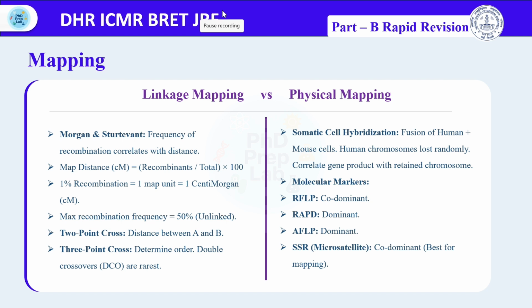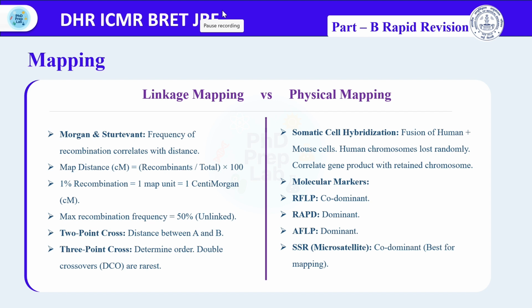Under physical mapping, you have to remember that you get molecular markers. Sometimes questions could be very tricky, like you have so and so molecular markers given, and you have to identify whether it is used for linkage mapping or physical mapping. So remember that under physical mapping, only molecular markers come into play. You have plenty: RFLP, RAPD, AFLP, SSR. Apart from these, a lot of other markers are also present, but these are the most important ones.